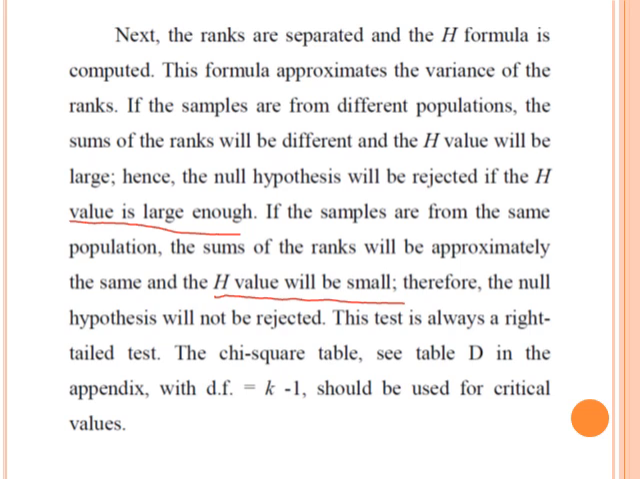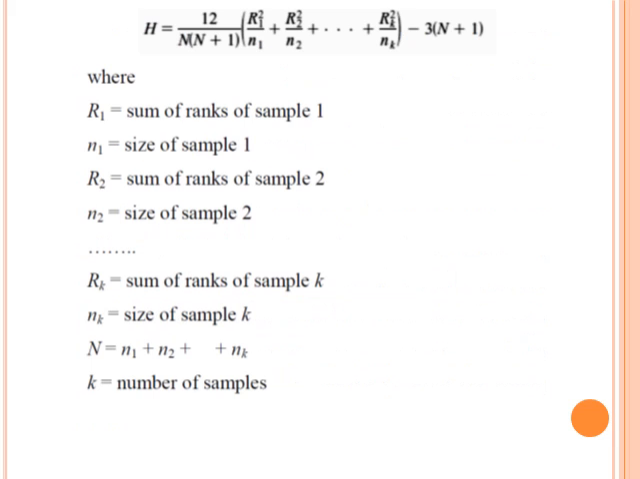The test is always right-tailed, it's not left-tailed, and the chi-square table in your book in the appendix, table D, with degrees of freedom k-1, where k is the number of samples, should be used to get the critical value or the tabulated value.